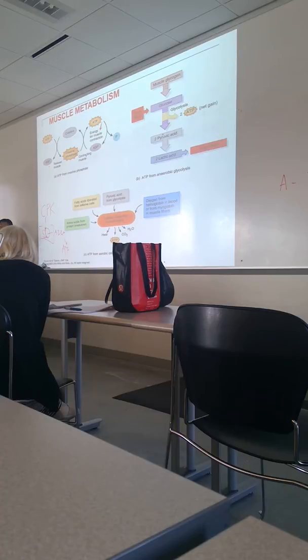And there are different strains of CPK: CPK-MM, MB, and BB. MM is for skeletal muscle, MB is for heart, and BB is for brain. See? So that's how they find out. You got that?